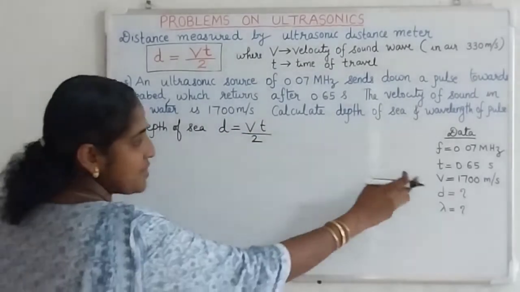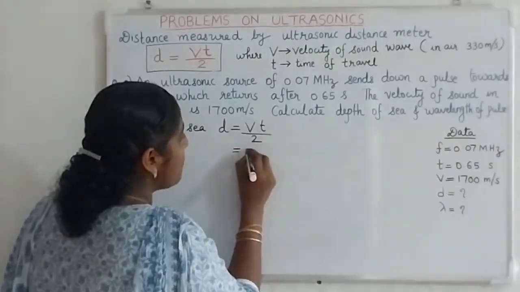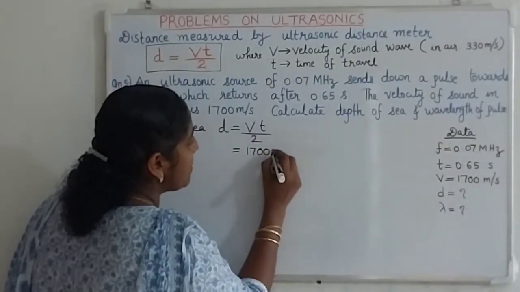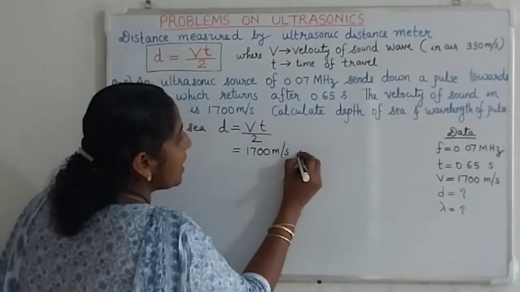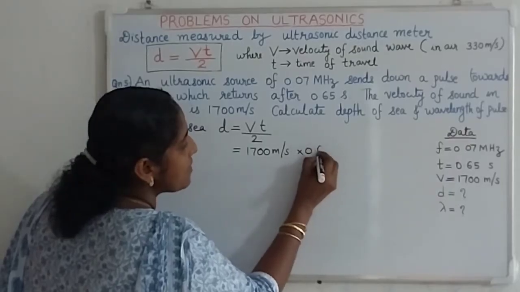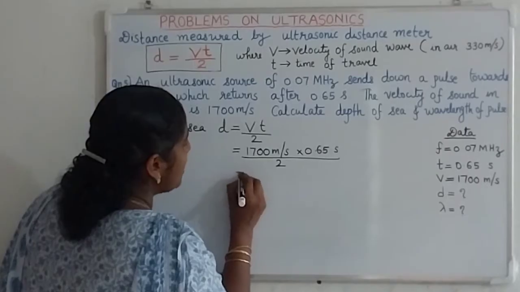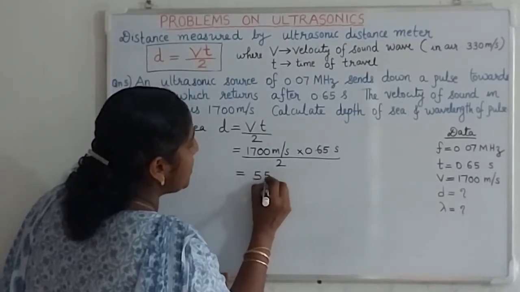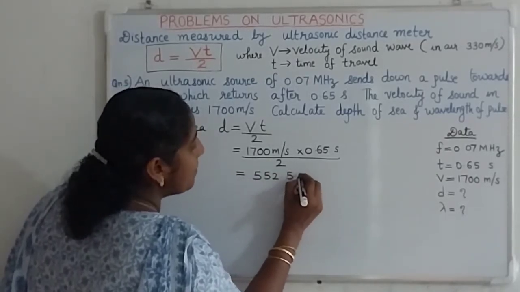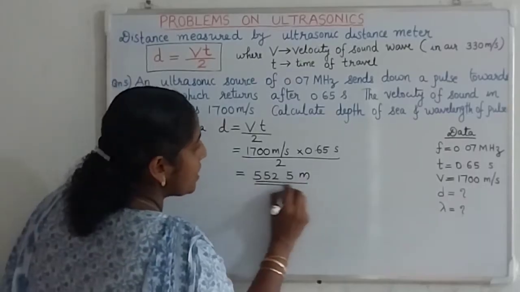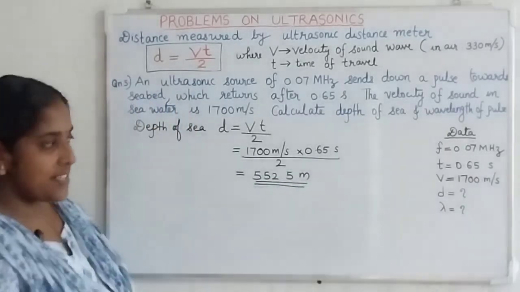V is the velocity of sound in sea, that is 1700 meter per second, into time is 0.65 second, divided by 2. On calculating this, we will get it as 552.5 meter.